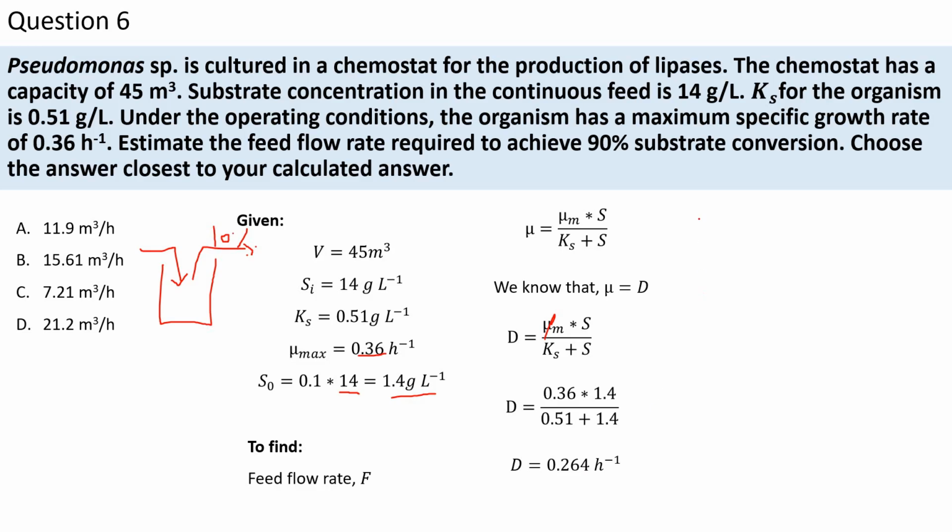0.264 per hour. And we already know how D and flow rate are connected. D is equal to F by V. We already know the volume, that is 45 meter cube. Multiplying that, it is equivalent to 11.88 meter cube per hour. So that is equivalent to option A, 11.9 meter cube per hour.